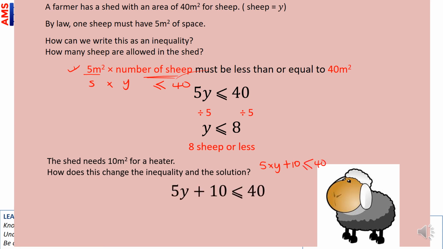And so when we write that, we'll get 5y plus 10, 5y for the space the sheep need, plus the 10 needed for the heater, should be less than or equal to 40. Then we'll subtract 10 on both sides, and we end up with 5y is less than or equal to 30. Then we'll divide by 5 on both sides, and we get y is less than or equal to 6. So we can have 6 sheep or less in this scenario where 10 meters squared of the shed is now used for a heater.